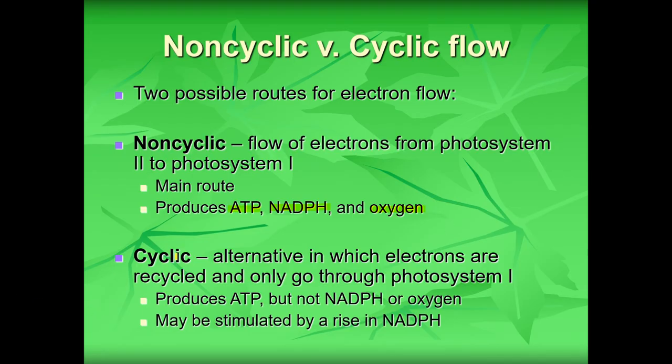There is an alternative called cyclic, where they're just recycled through photosystem 1. It does produce some ATP, but you don't get the NADPH or the oxygen. I don't really know if it's good or bad for the plant, but most of the time we're going to be looking at this non-cyclic flow. Okay, so non-cyclic is better than cyclic.